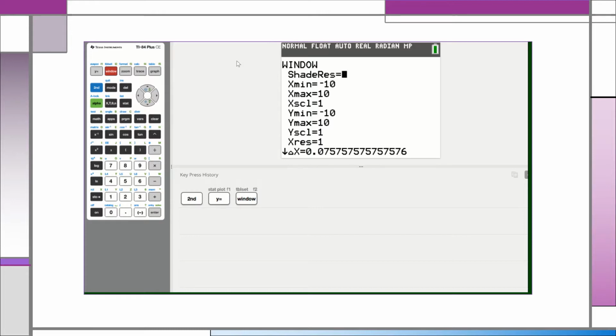And we're getting ready to graph y equals 4 raised to the power of x. And so my x minimum at negative 10 and x max at 10 and y minimum negative 10, y max at 10, that seems okay. I think that should be okay for what I'm doing.